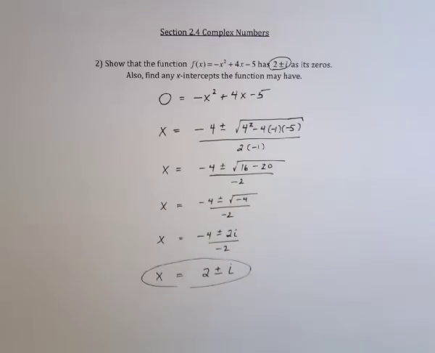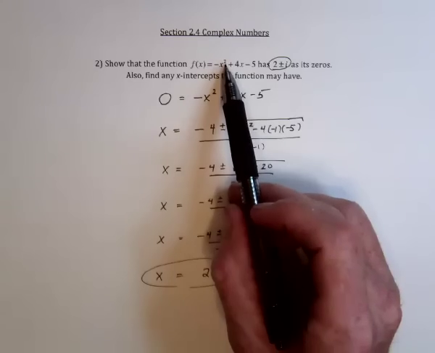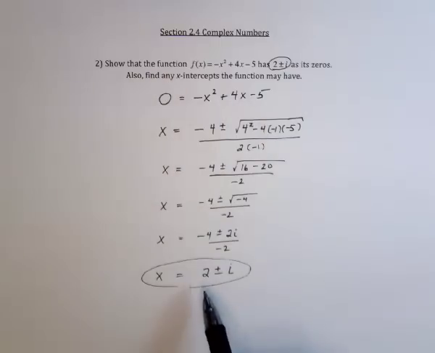It says find any x-intercepts for the function. Well, these two roots are the only two roots or zeros that this function can have. The most number of roots it can have is 2, and it already has these two, so we should not see any x-intercepts when we take a look at the graph.